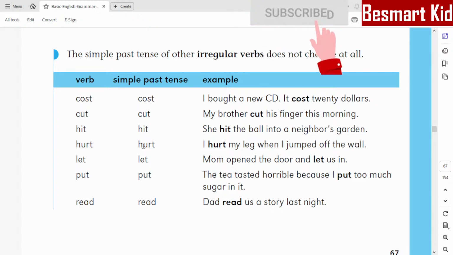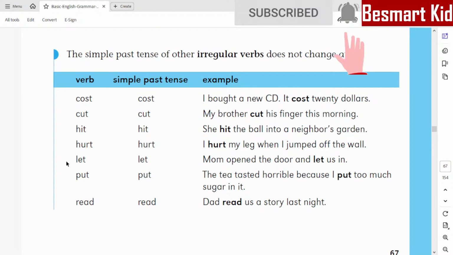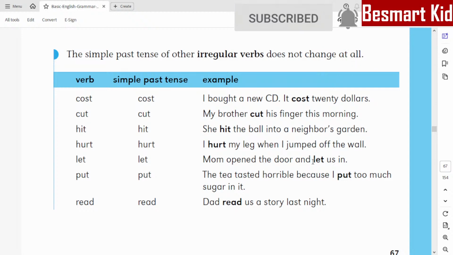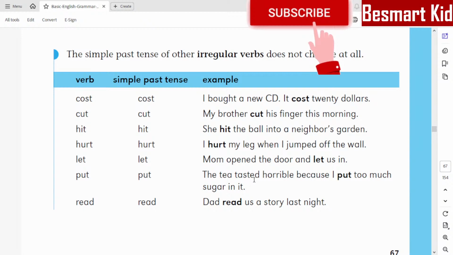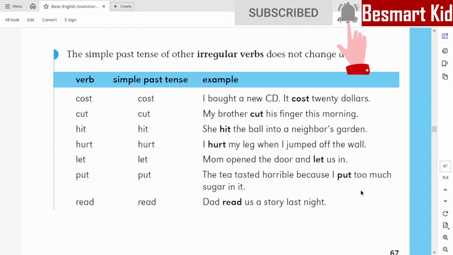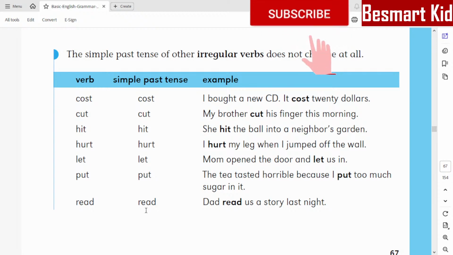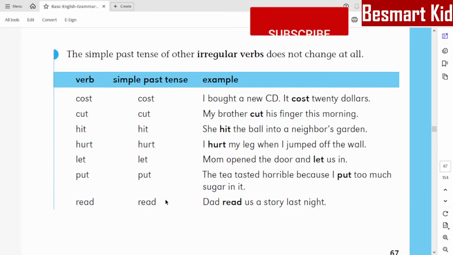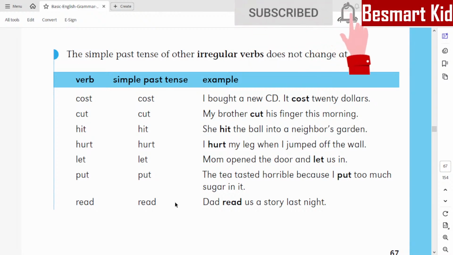Hurt, hurt. I hurt my leg when I jumped off the wall. Let. Mom opened the door and let us in. We have put, it will also be put. Tea tasted horrible because I put too much sugar in it. Read, it will also be read. Dad read us a story last night.